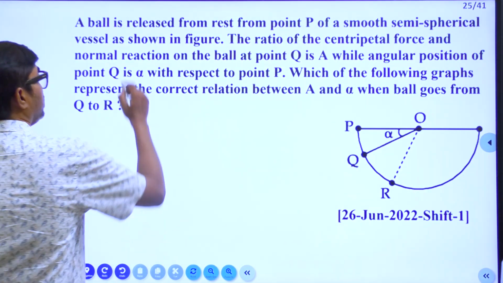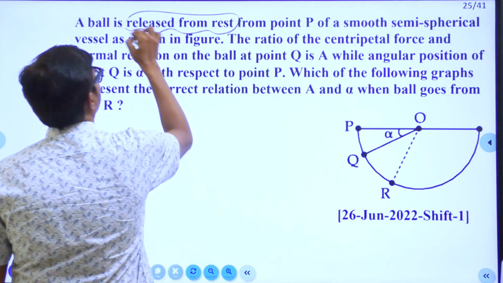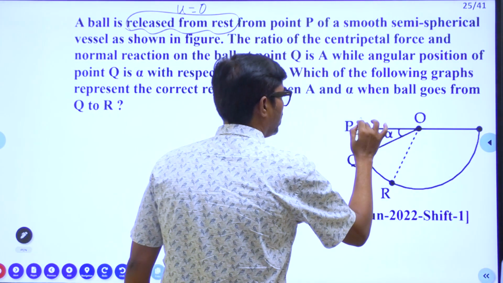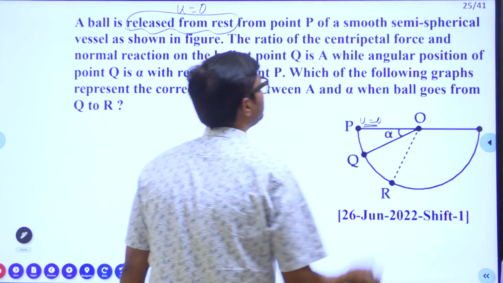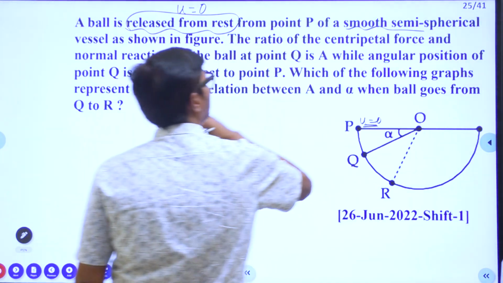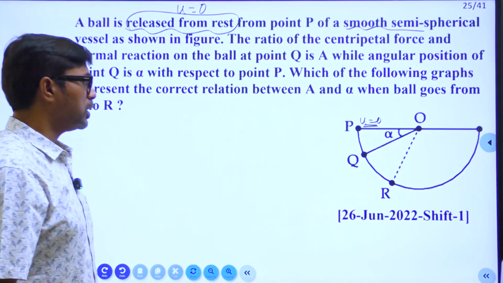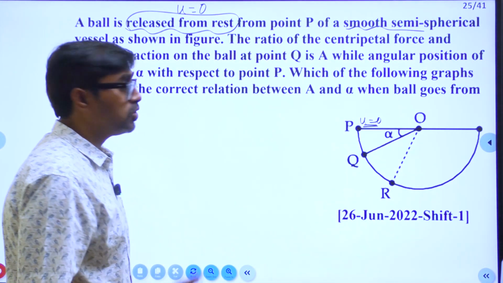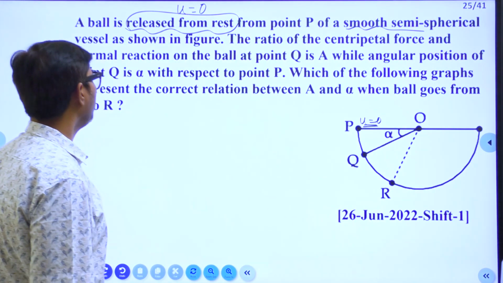The ball is released from rest. That means initial velocity is 0, from point P. So here, initial velocity is 0. Of a smooth hemispherical vessel, as shown in the figure. So it's a spherical vessel, hemispherical vessel. They said smooth, meaning no friction. It's not a friction related problem.